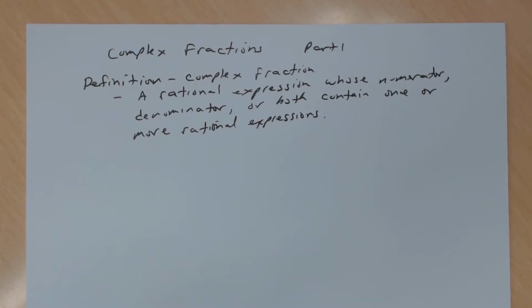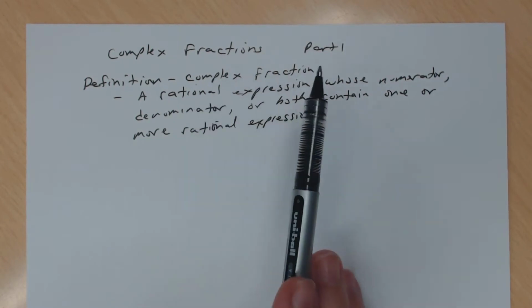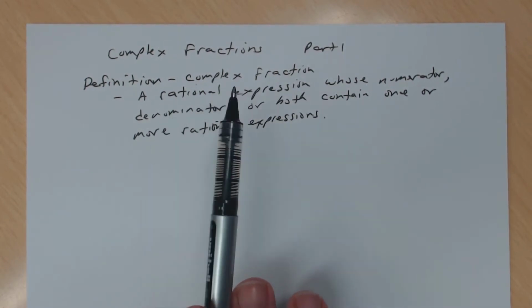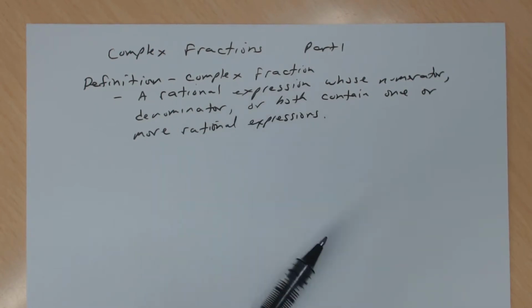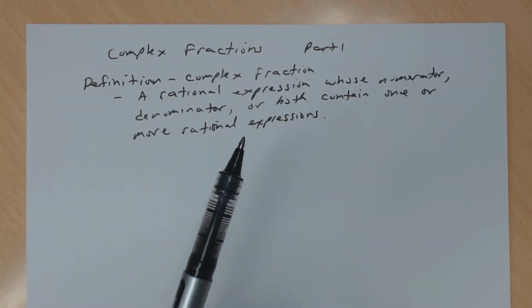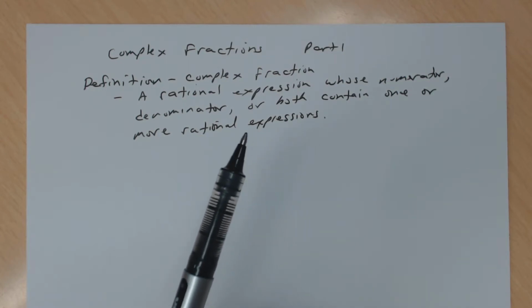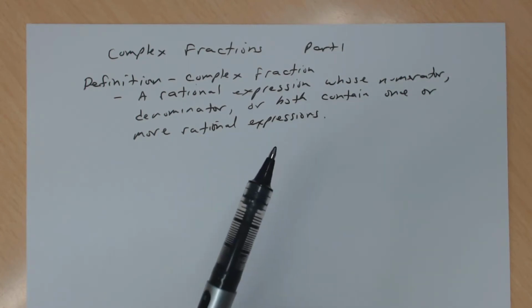Okay, so in this lesson, we're going to discuss complex fractions, and this will be part one. Now, the definition of a complex fraction is this. A complex fraction is a rational expression whose numerator, denominator, or both contain one or more rational expressions.